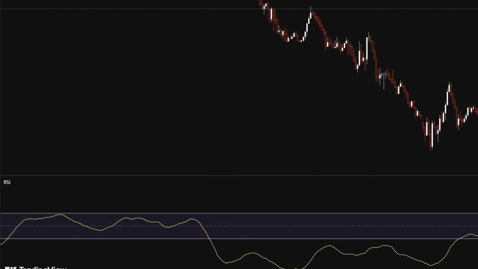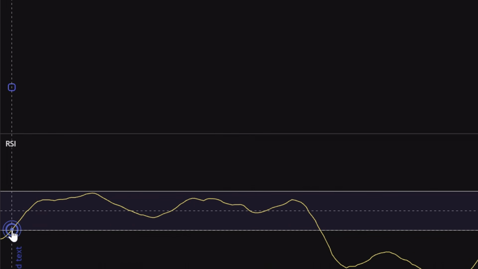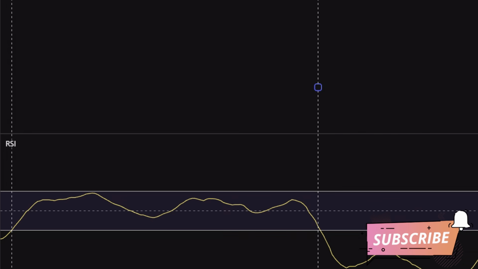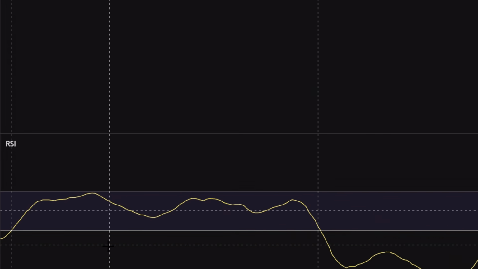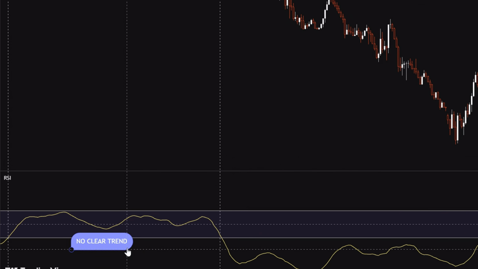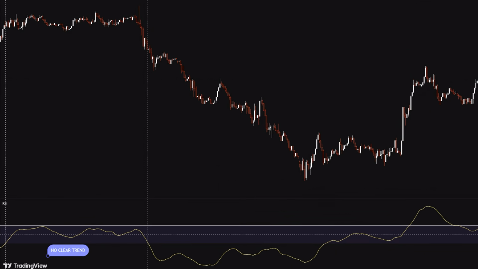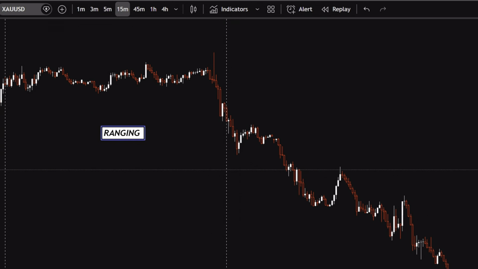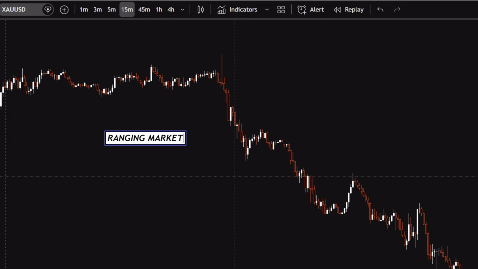Now let's look at this on the gold 15-minute chart. Here, RSI is sitting inside the mid zone. Before looking at price, this already tells us something important. Momentum is unclear. Now look at the price chart. You can see the market is moving sideways. The price action confirms what the RSI is showing. There is no dominant force. This is not a place where we force execution. This is where we wait.